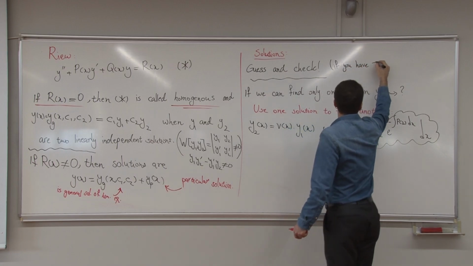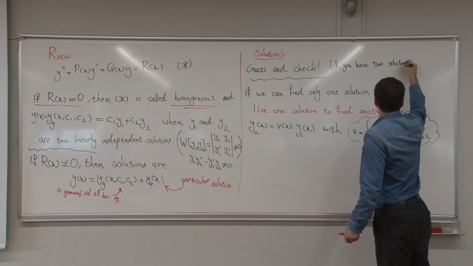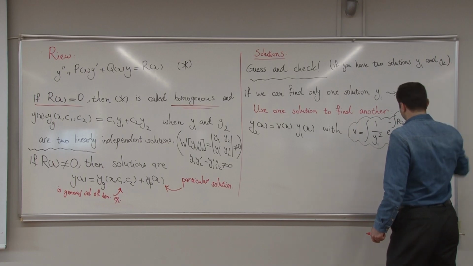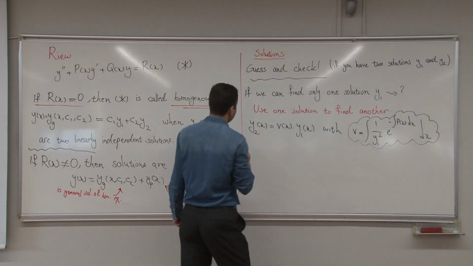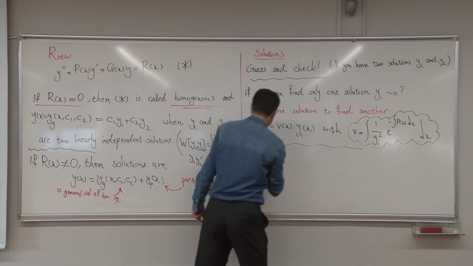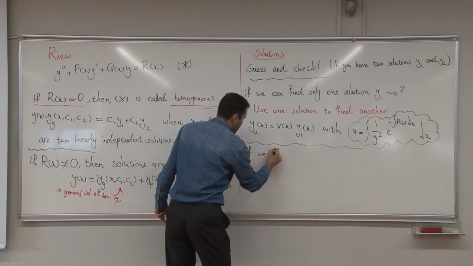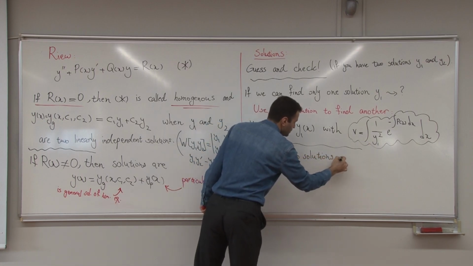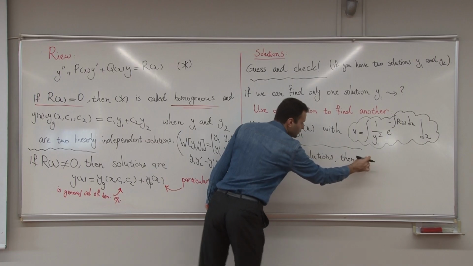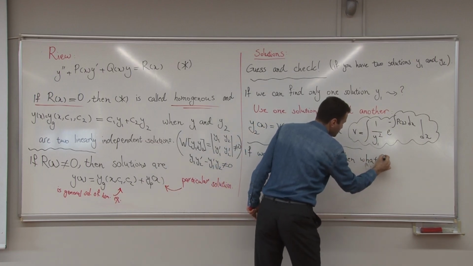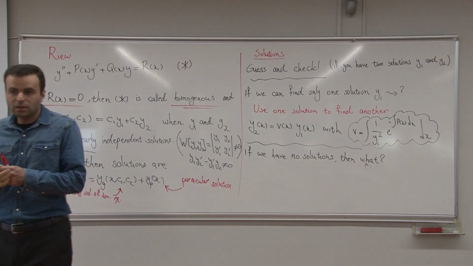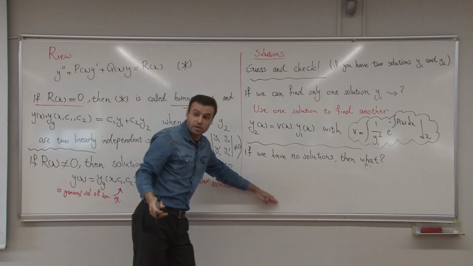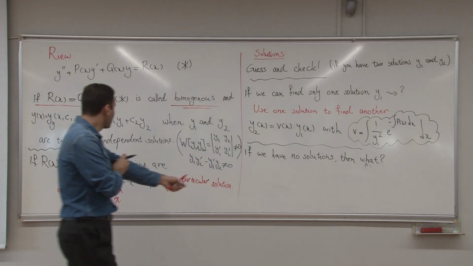If you have two solutions, y1 and... if we have no solutions, then what? We make an equation of squared? Not always. Just wait, I will come to it.